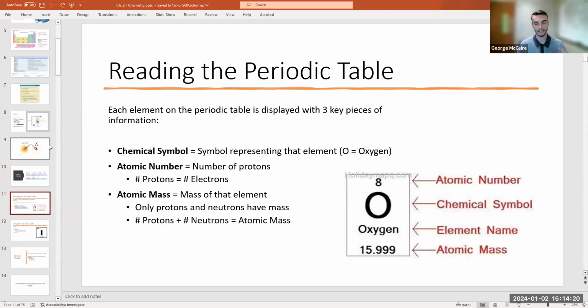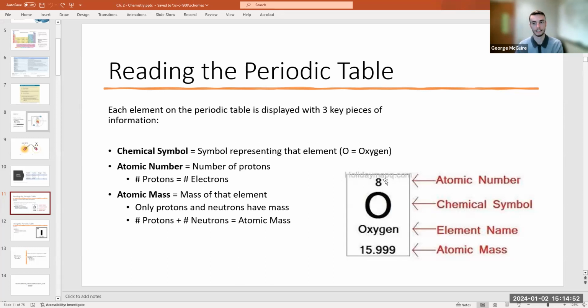And so we can gain all the information we need to understand the structure of each element from the periodic table. Every element on the periodic table has 4 key pieces of information. We have the chemical symbol and element name, so oxygen has the chemical symbol O. We have the atomic number and the atomic mass as well. And that is what we are going to use in order to figure out how many protons, electrons, and neutrons exist in one atom of this element.